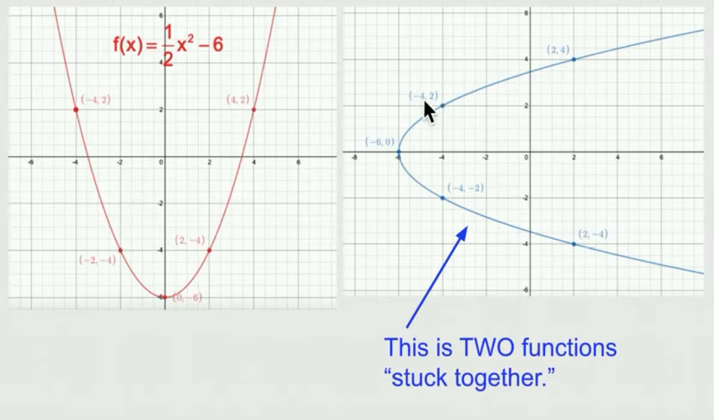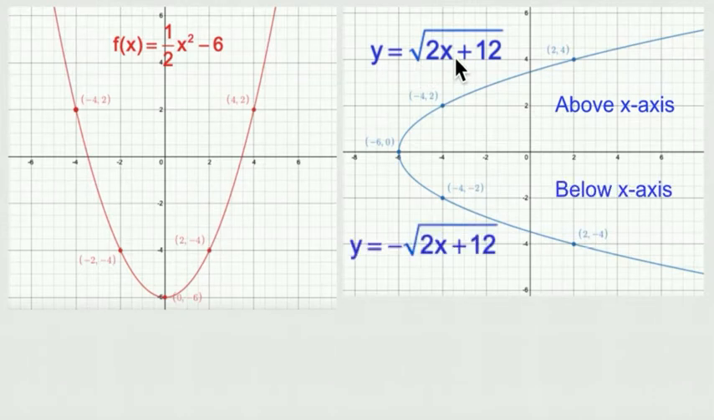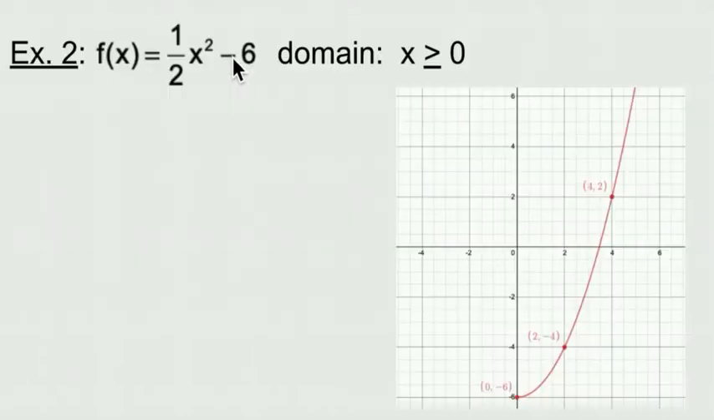This is actually two functions stuck together. The top half above the x-axis, or where the y-coordinates are positive, that's where y equals the square root of 2x plus 12. And the bottom half below the x-axis, or where the y-coordinates are negative, so y will equal the negative square root of 2x plus 12. And this was the equation that you derived in your notes from the previous section that Mrs. Browning did.